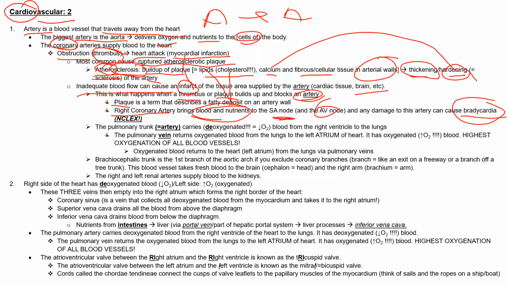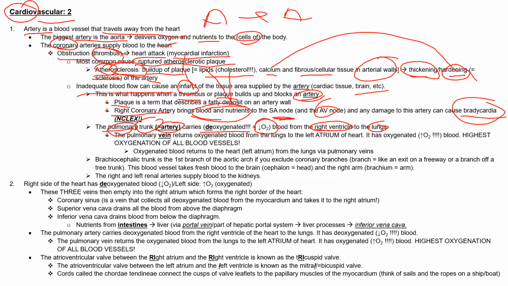So pulmonary trunk, pulmo means lung, trunk. Trunks are kind of larger arteries that come off the aorta, for example, and divide into large arteries. The pulmonary trunk carries deoxygenated blood, and that simply means that its oxygen content is lower, and it goes from the right ventricle to the lungs. Pulmonary.